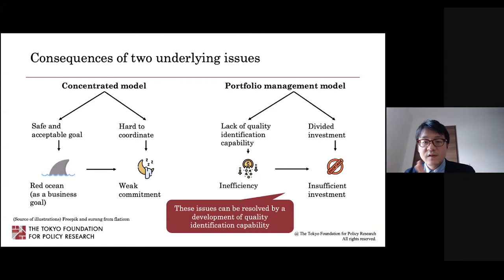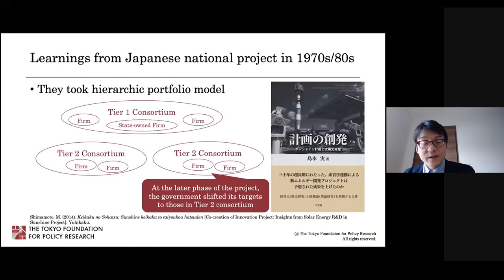And as Professor Rushibari mentioned, Japan has measures to balance these issues. The measure is the hierarchy portfolio model. This is the case in the Japanese solar power generation research and development project. They first invest in typical major companies with a specific goal, but at the same time, they invest in other companies that have different goals. And finally, they choose the very good result from these different projects.